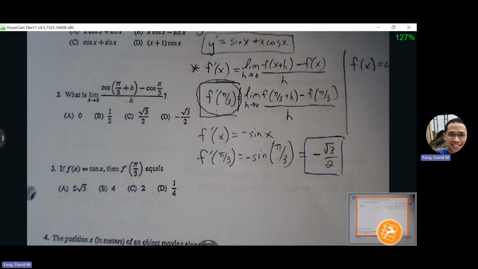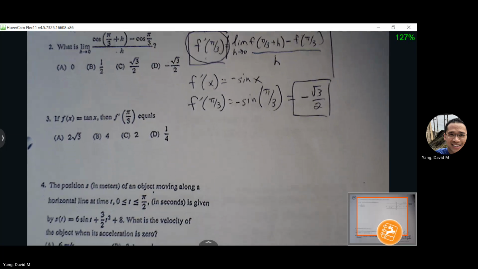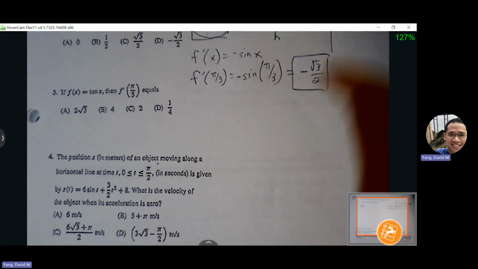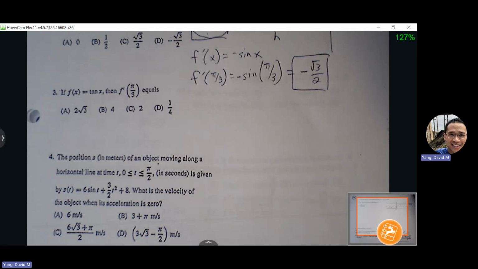Okay, let's see if we can do 3 and 4, and then we can stop for the day. 3 is pretty straightforward. Find the derivative, plug in pi over 3.